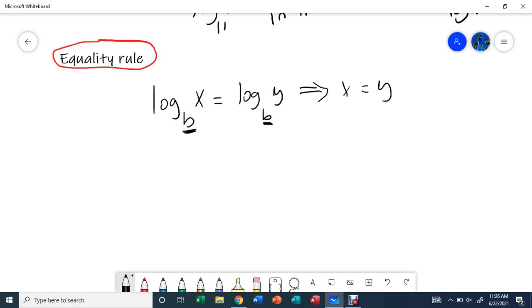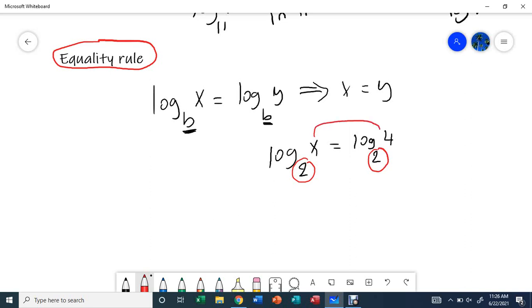So for example, if I have log base 2 of x equal log base 2 of 4. So I have the same base, so x must be equal to 4. Okay.